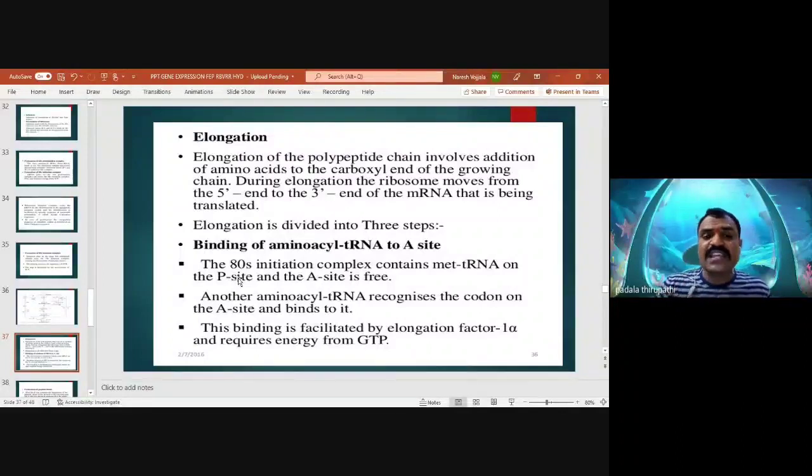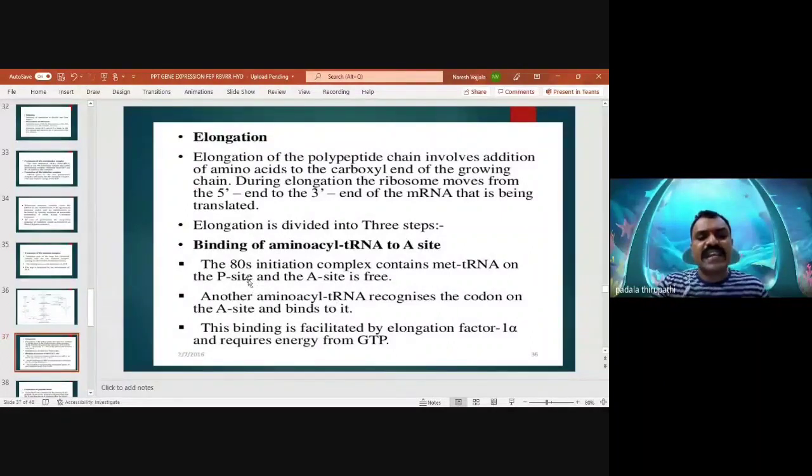So in this elongation process, the first step is binding of aminoacyl tRNA to the A site. So aminoacyl tRNA binds to which site? The A site. The A site is the first binding site for tRNA. Then what about the P site, sir? The P site is the second binding site of the tRNA.